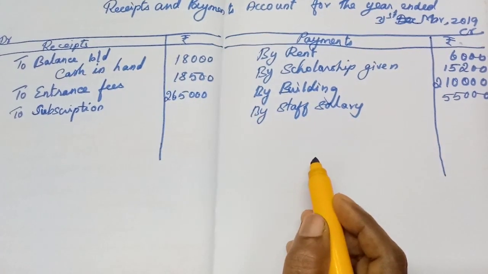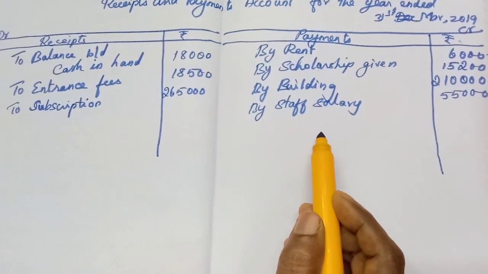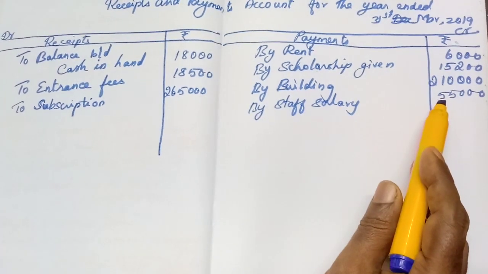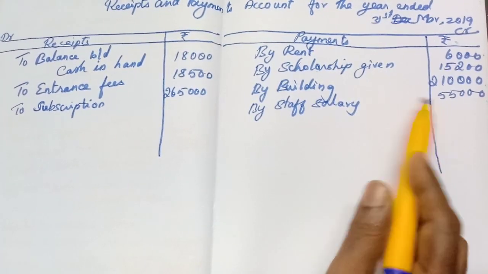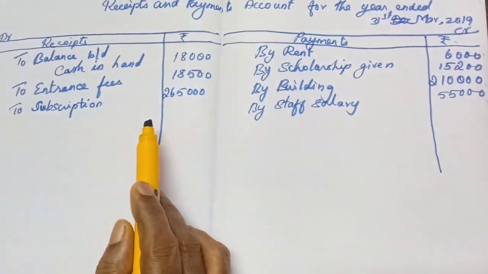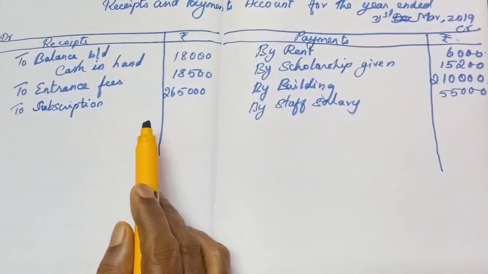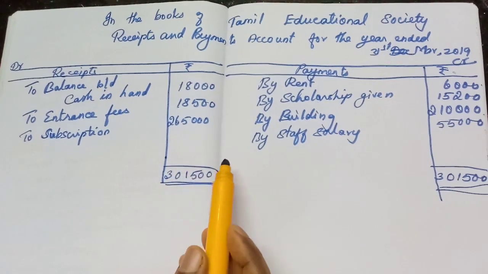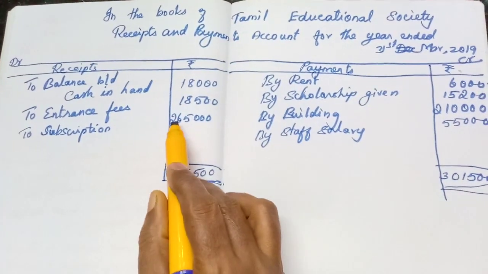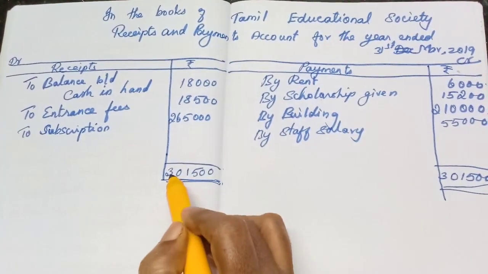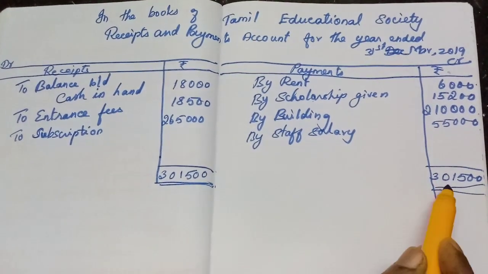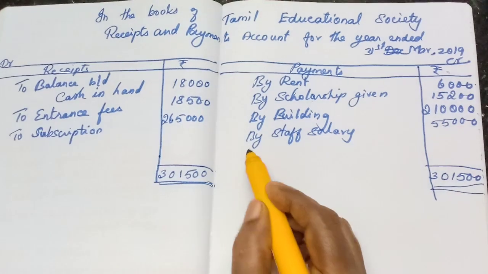So just to see which side we have more amount. Here 265, there 210. Okay, around this one only will be more. If you have doubt, you can add both the sides and check. Now this side, you have got more, so I have written that amount here. This amount also, you have to write the same amount this side. Now we will write the balance.